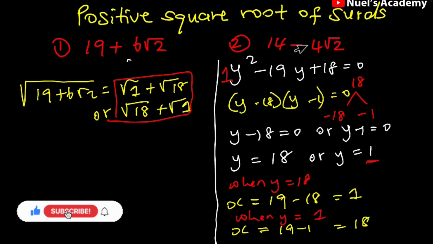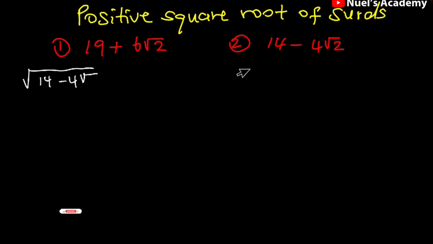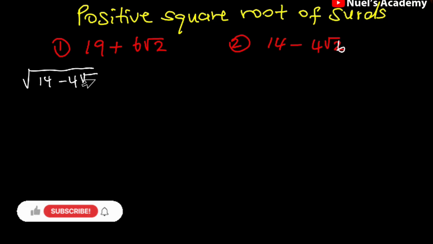So let's go ahead and solve the second question. For the second question, we have the square root of 14 minus 4 root, now this is actually 6, not 2. So I have root 6 equal to root x. Then because of this minus here, we're going to write minus root y.